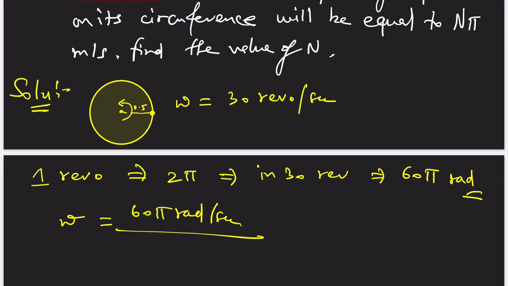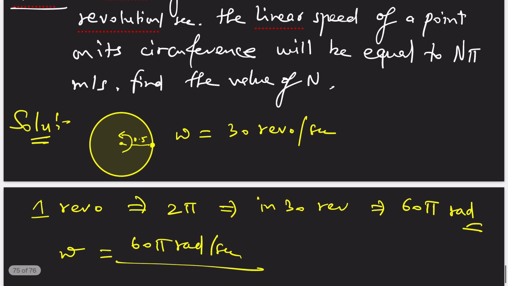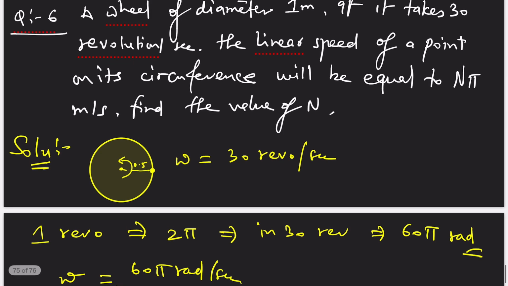Now it's very easy. They are asking for the linear speed of a point on its circumference. If you see, this is the particle which is moving on this circle, and they are asking what is the velocity of this particle.